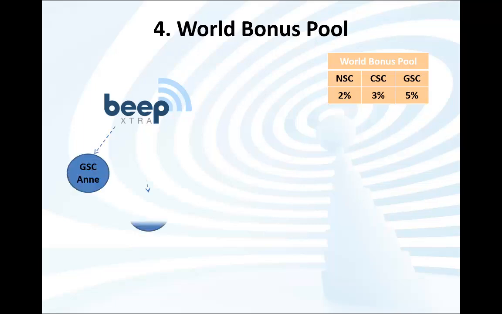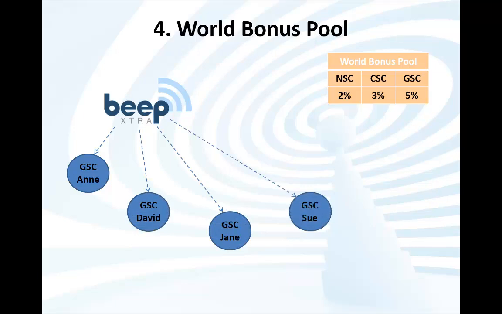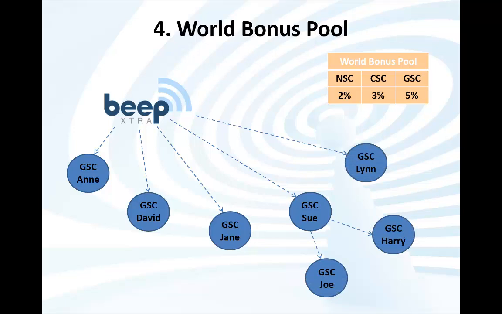In this slide, we will simplify the whole World Bonus Pool to just a few GSCs. On each commission run, Beep will calculate the percentage of sales that each GSC contributes to the global turnover. The percentage of the whole, which is 100%, determines the amount each GSC receives. The more GSCs reach their level, the higher the turnover of sales that enter the World Bonus Pool. Therefore, the pool only gets bigger the more members qualify for the pool.